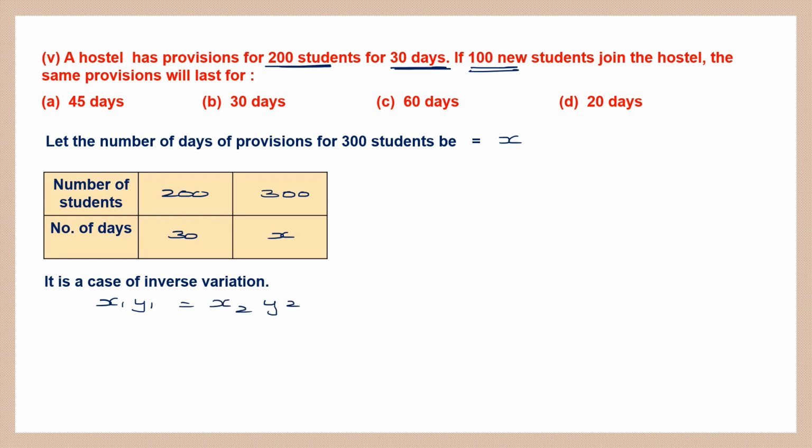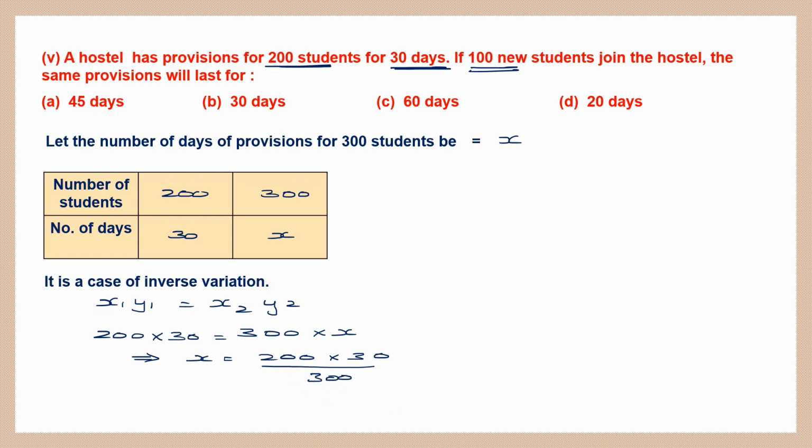So let's substitute. So x1 is 200 into 30 is equal to 300 into x. So now let's find the value of x. X is equal to 200 into 30 divided by 300. So we have transposed this 300 which was with x. We have taken it away from x and transposed it to the other side. Because it's multiplication, when it goes, it becomes division.